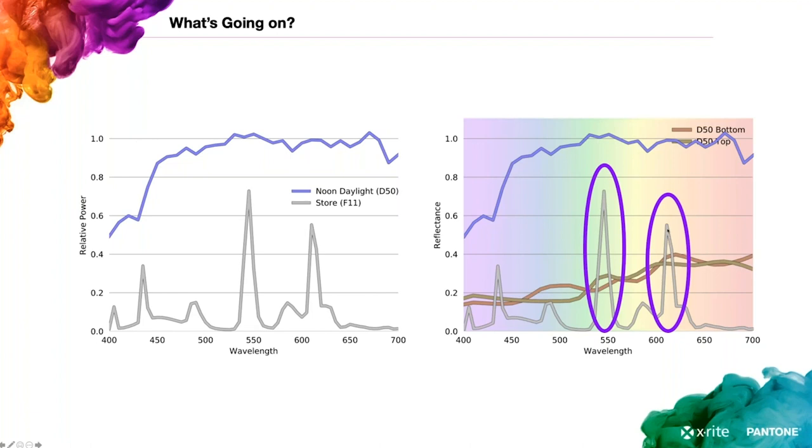If you look at this peak over here, which is the second largest peak of the spectral emission, you can see that the red curve is reflecting more red light, and this green curve, which is the top of the D50 lighting indicator, is told not to reflect as much red light. So that's why the bottom of the D50 indicator shifts red and the top stays green.